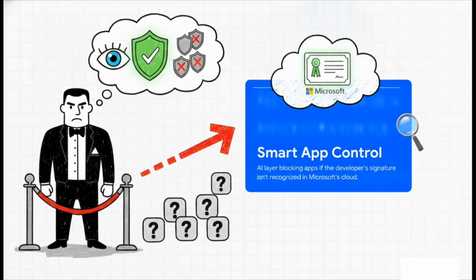It primarily looks at the developer's digital certificate signature, basically their digital ID card. If an independent developer hasn't paid for a massive, universally recognized digital signature that lives in Microsoft's cloud database, the AI automatically flags it as a potential hazard. It doesn't necessarily mean the app is malicious malware. It just means the AI doesn't recognize the developer's ID. And because it doesn't recognize it, it blocks it just to be safe.